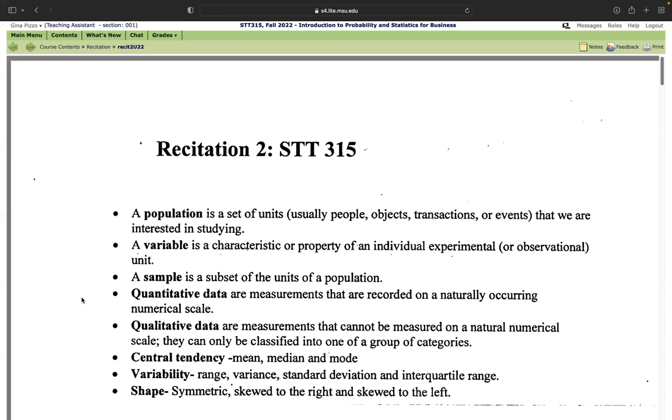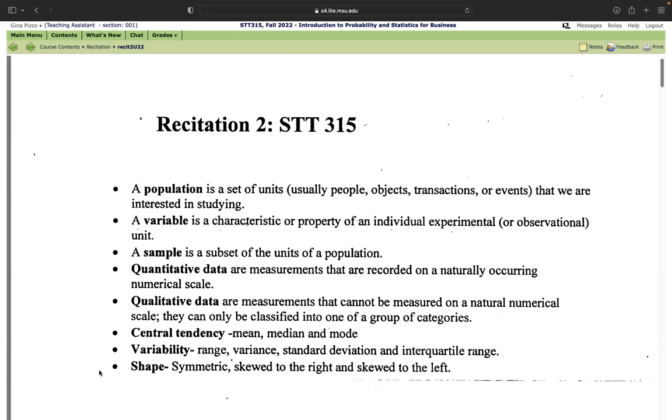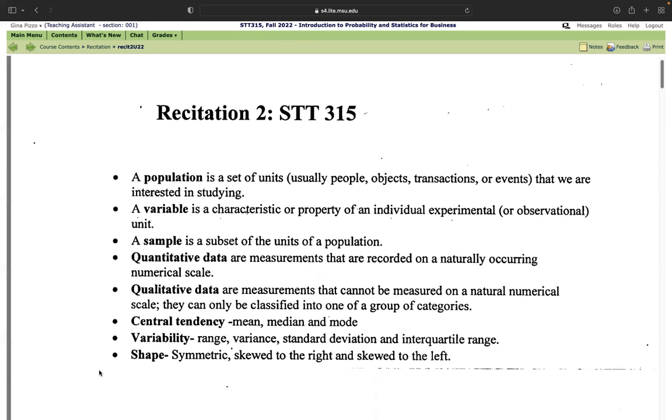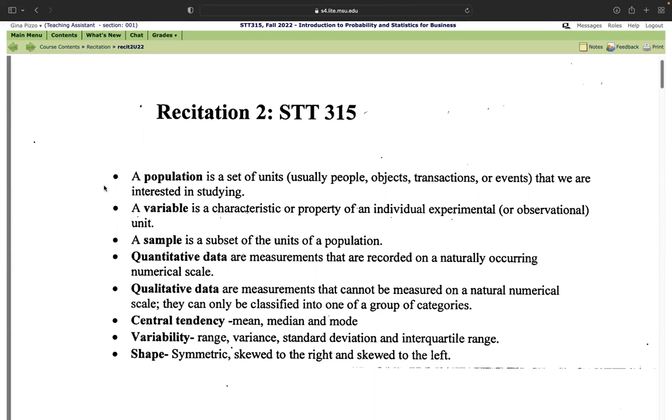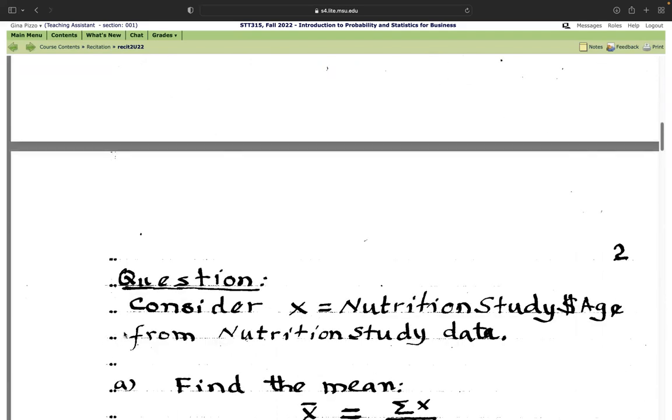Central tendency is the mean, median, and mode. Variability is range, variance, standard deviation, and interquartile range. And the shape could be symmetric, skewed to the right, or skewed to the left. So these are the different vocabulary terms. Let's get started with the questions.